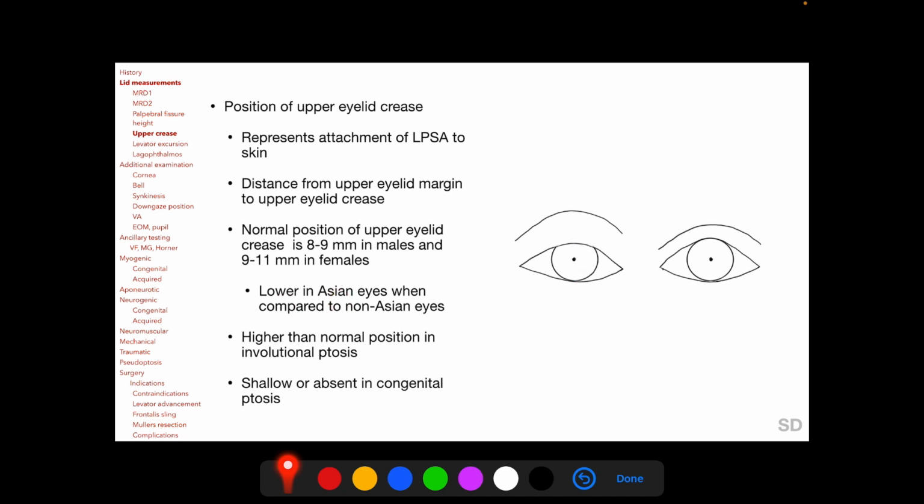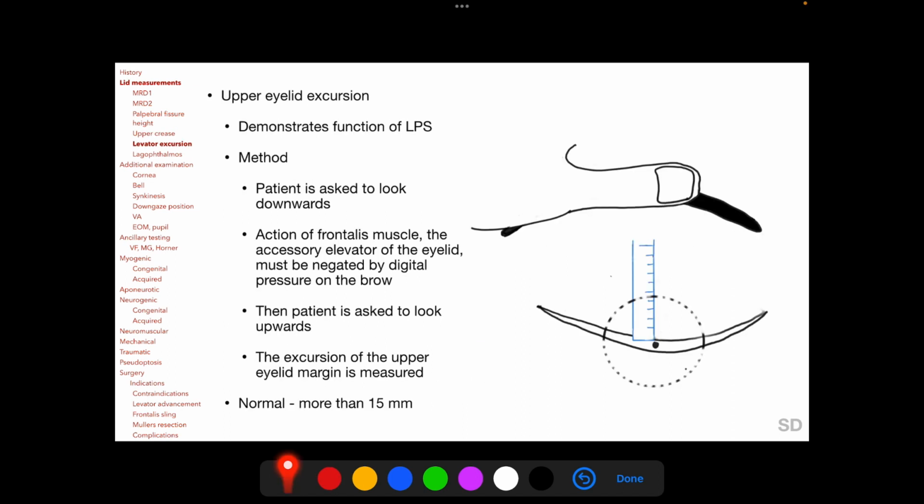What is more important is in involutional ptosis, the upper eyelid skin crease is higher than that in the contralateral normal eye. And in congenital ptosis, the upper eyelid skin crease is either shallow or absent, and this is very important to remember. Next, we measure the upper eyelid excursion, which demonstrates the function of the levator palpebrae superioris muscle, and this is very important in determining the most appropriate surgical treatment option.